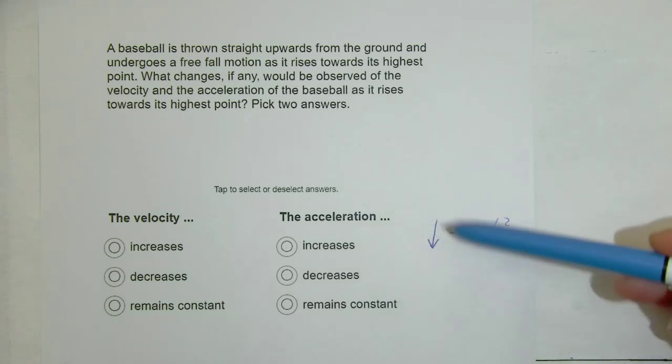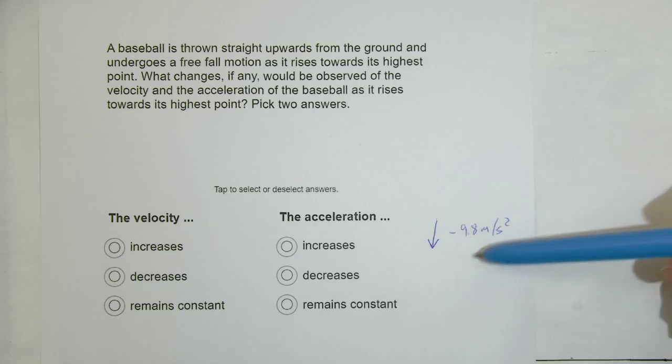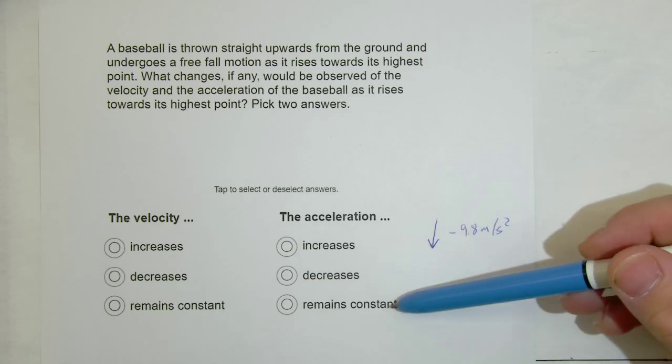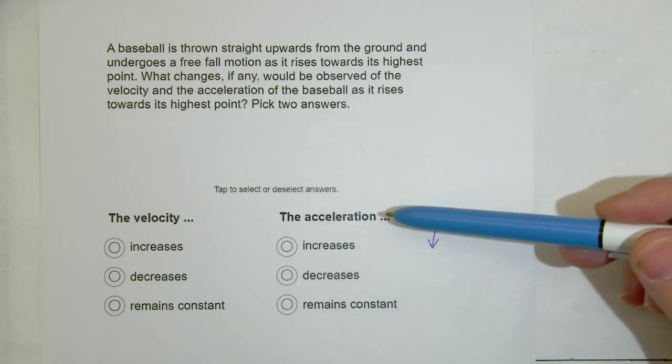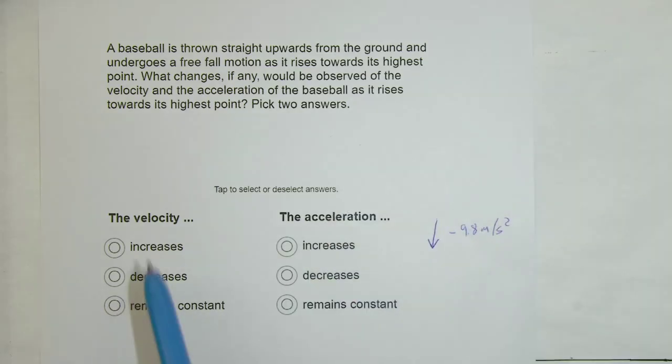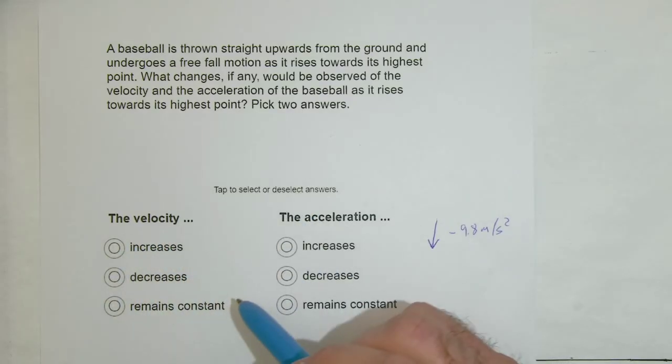So acceleration in free fall, keyword there is free fall, is always the same. It's always this value. So it remains constant, it's never changing, it's always downward. This answer here is unchanging. Now velocity, on the other hand, is a little more tricky to think through.